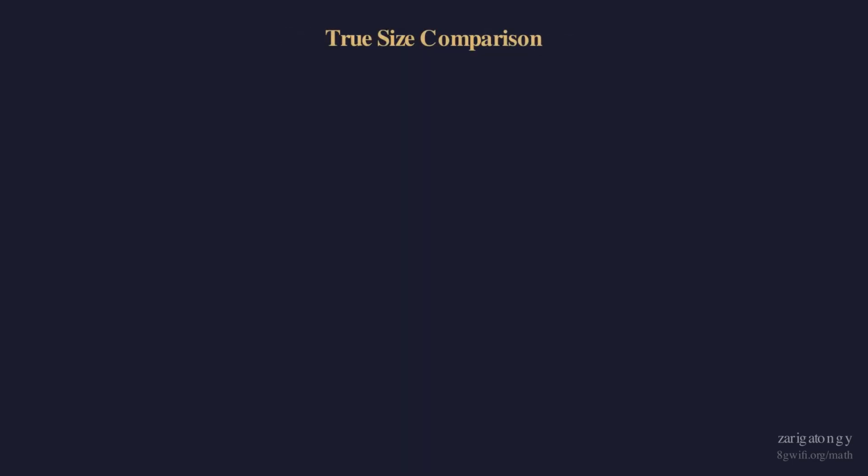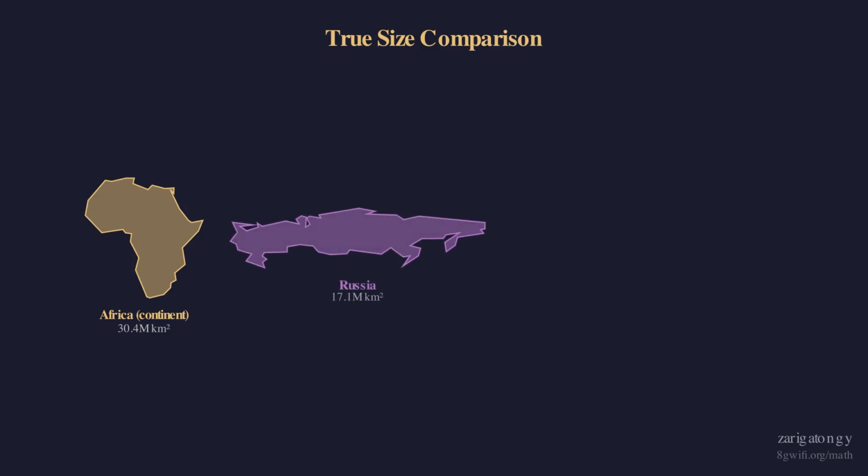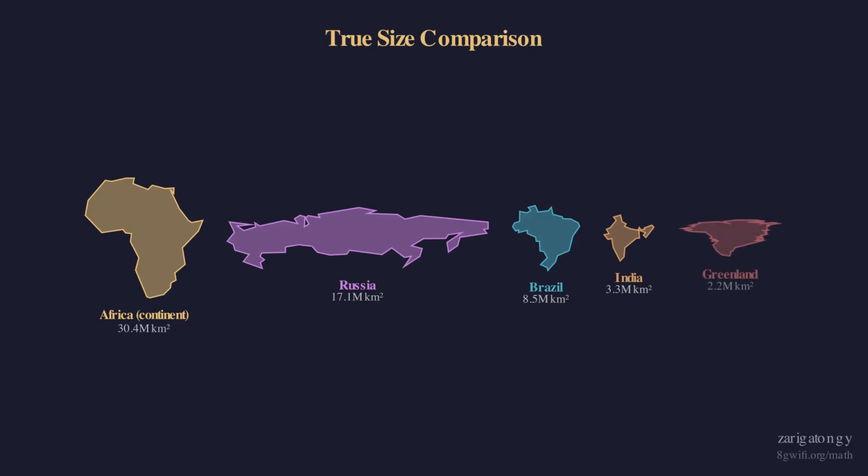Here they are at true scale. Africa dwarfs everything. 30 million square kilometers. Russia, 17 million. Still enormous but not the monster Mercator suggests. Brazil, 8.5 million. India, 3.3 million. And Greenland, just 2.2 million. A fraction of what the map shows.